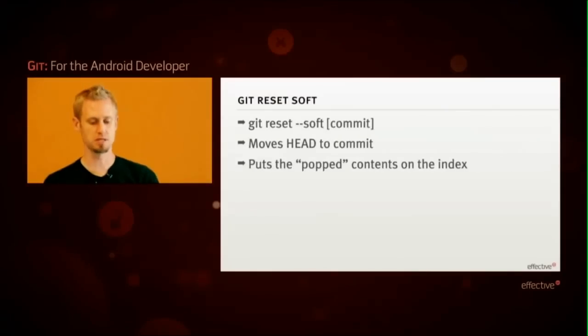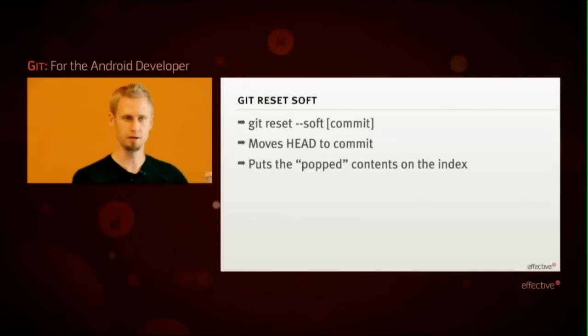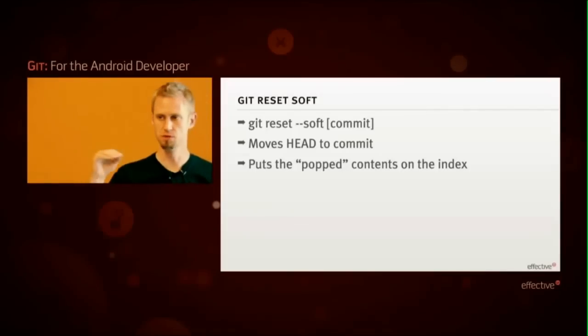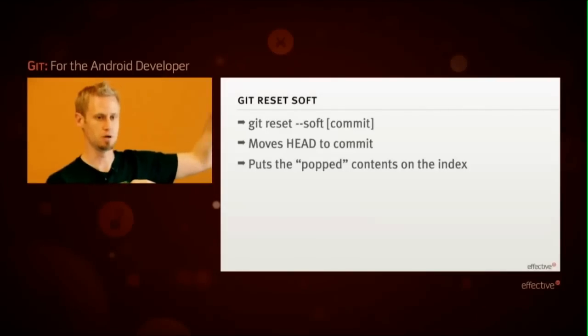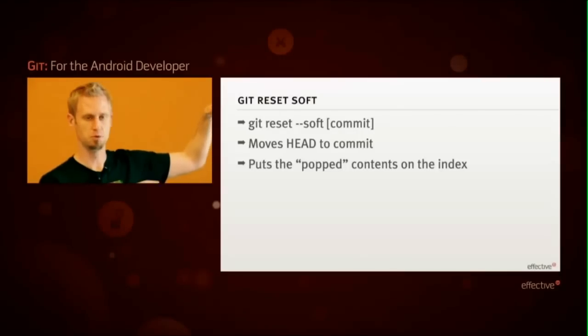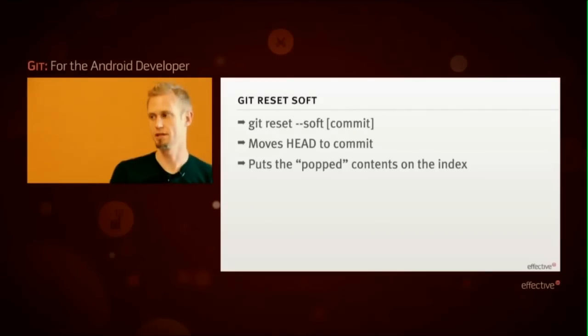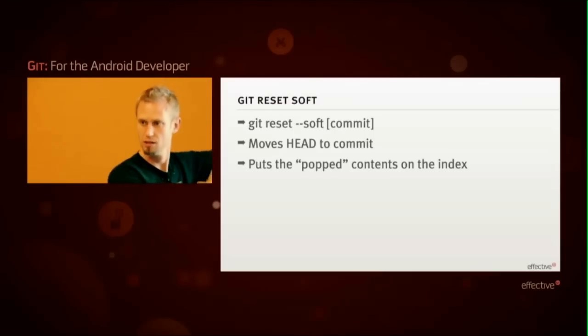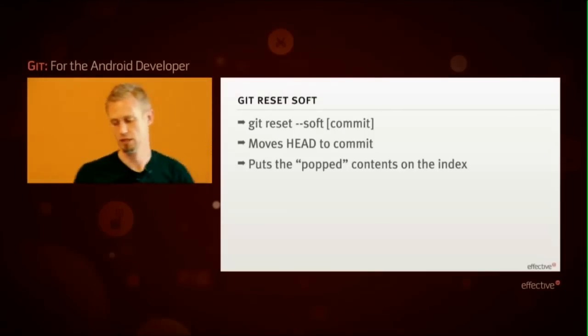First of all, let's talk about a soft reset. So git reset soft will move head. Reset always moves head, so remember that. It moves head to the particular commit that you want. Then it moves all the changes that were in the commits that it just got rid of into the index. That's what soft does. So it's basically like, I didn't like those commits, let me try it again. Move head back, and then give me all those changes on the index so I can recommit.